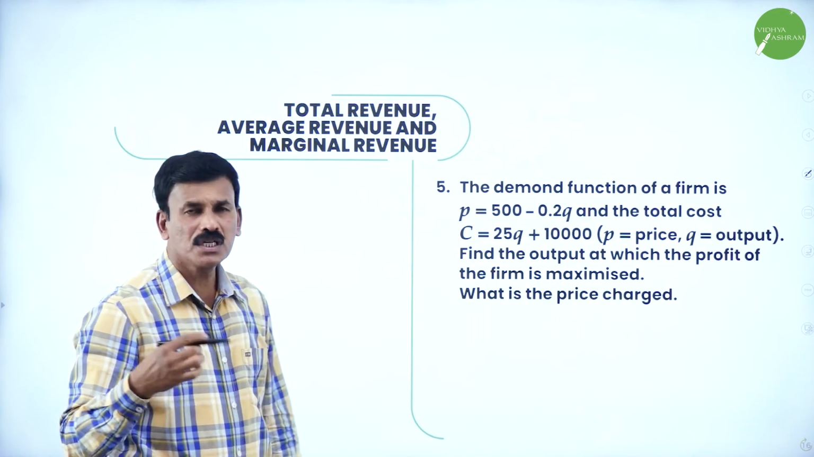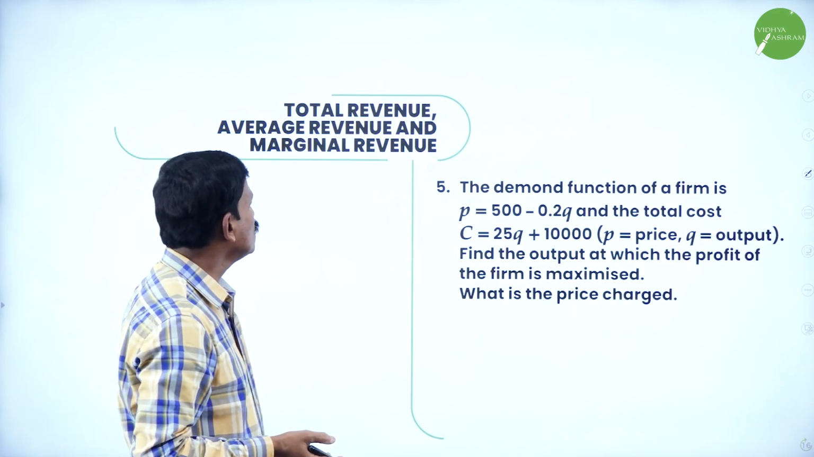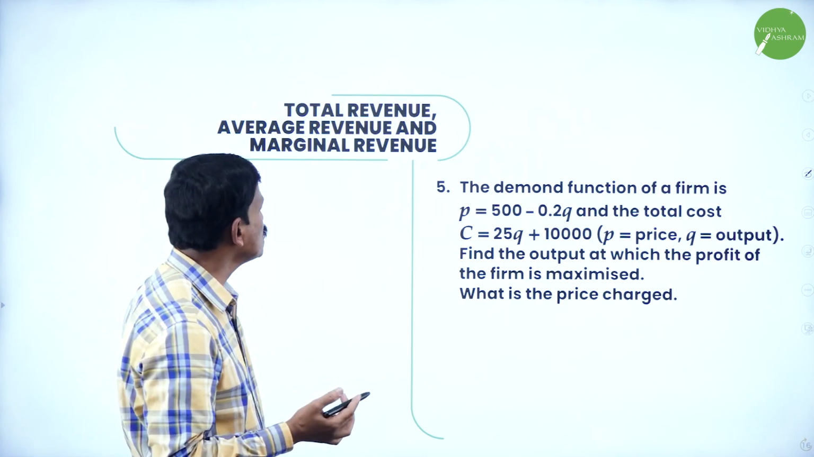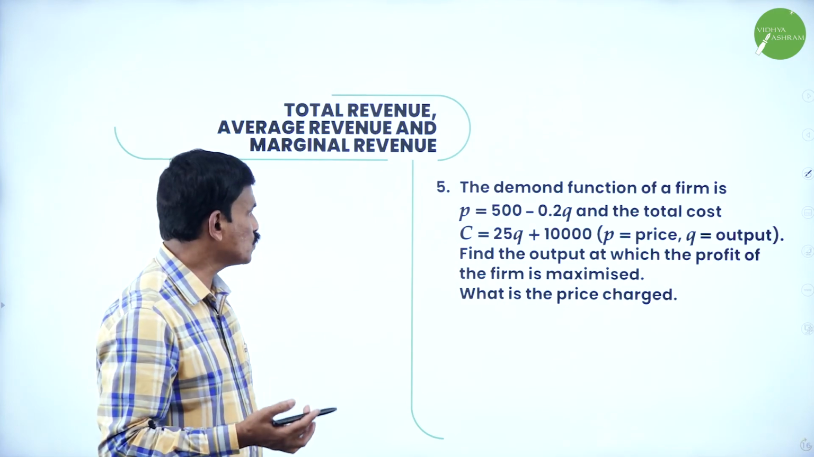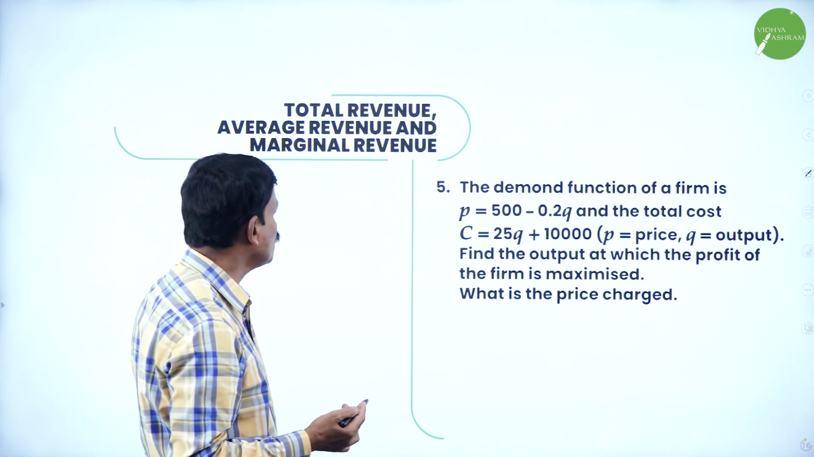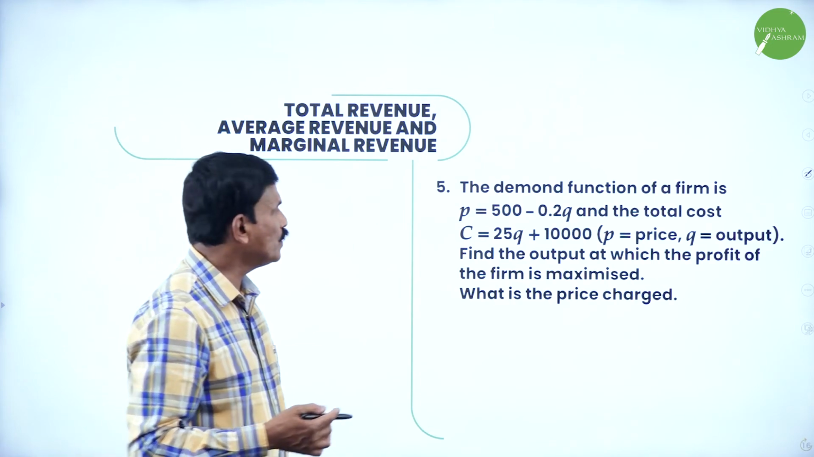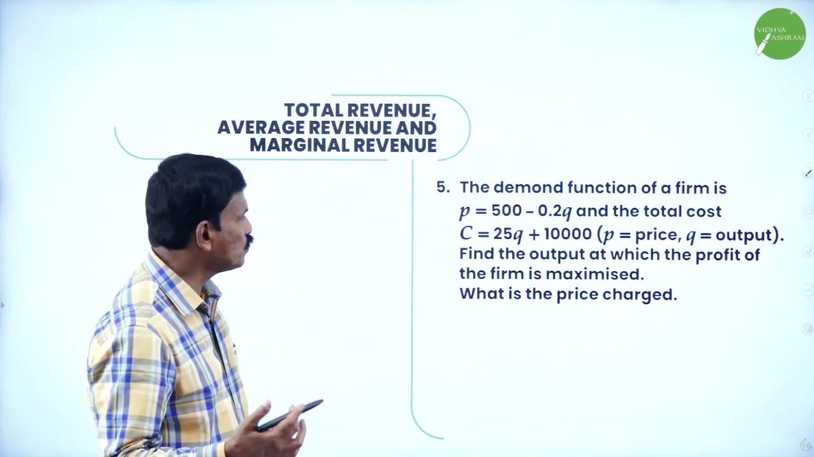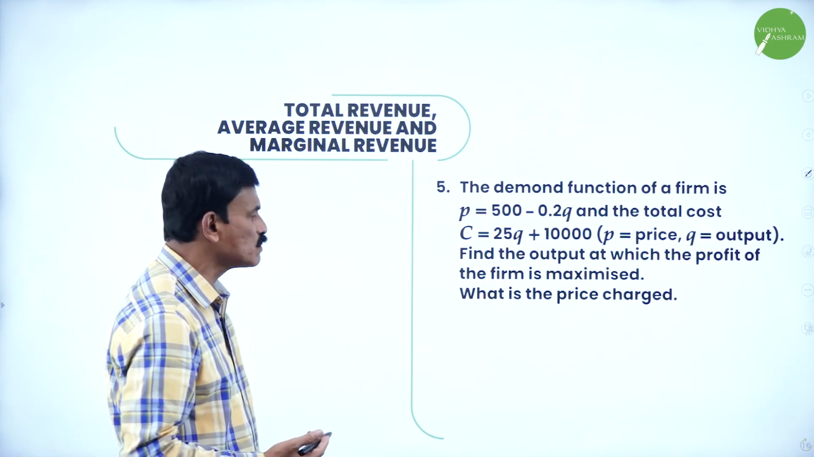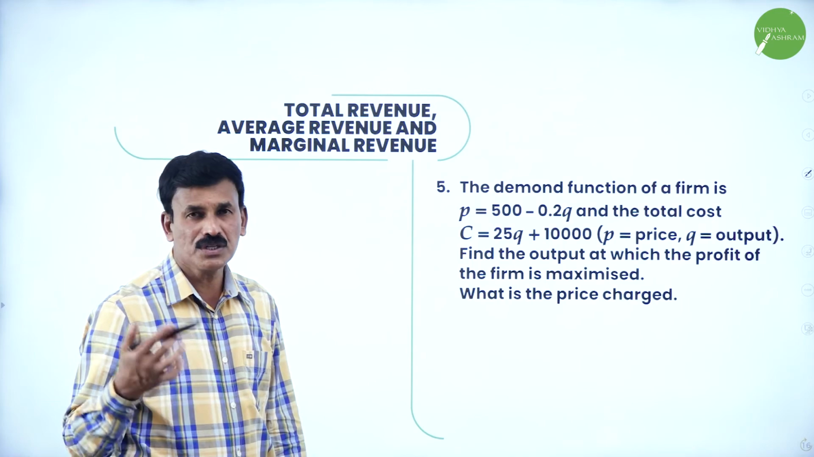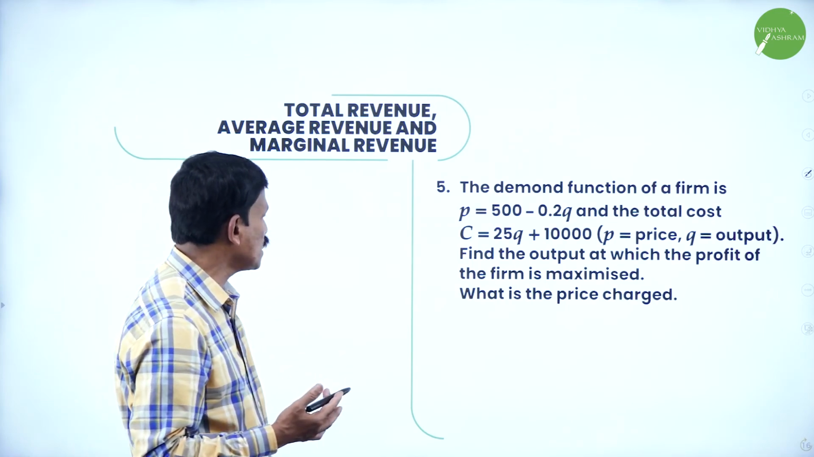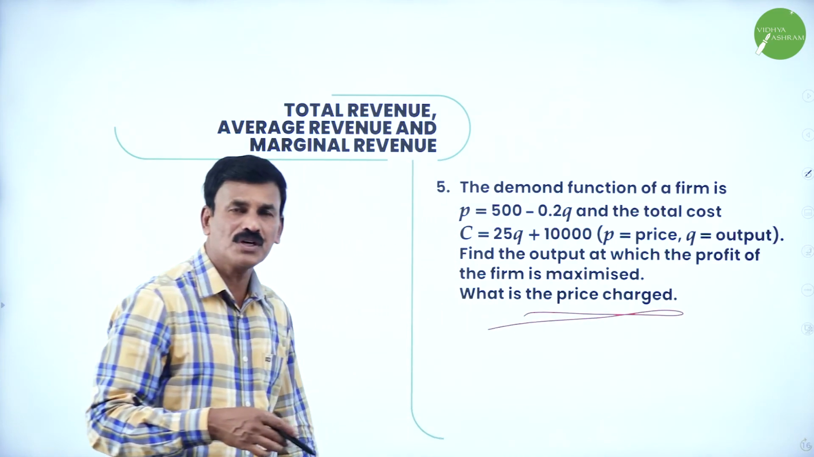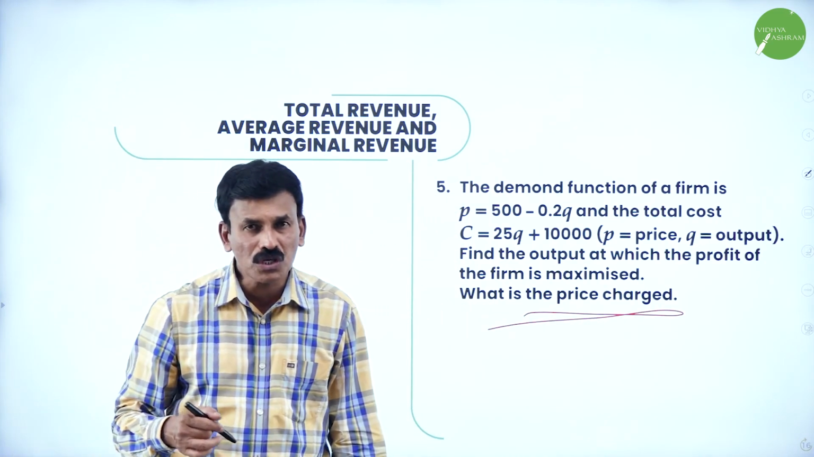Now let us come to the next problem. What is the next problem? The demand function of a firm is P is equal to 500 minus 0.2Q and the total cost C is equal to 25Q plus 10,000, where P is equal to price and Q is equal to output. Find the output at which the profit of the firm is maximized. So we have to find out the output where the profit is maximized, and also what is the price charged. We have to find out the price they are going to charge for that.